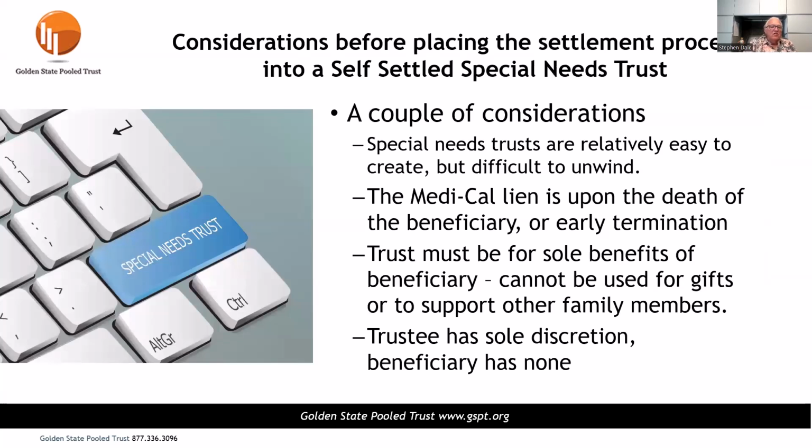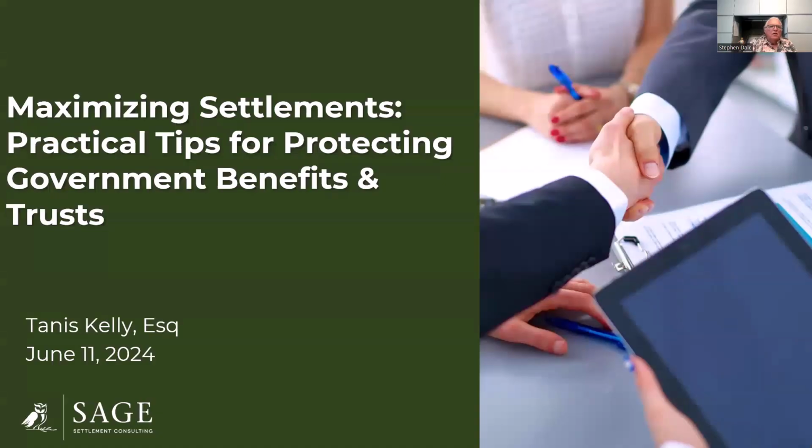A couple of considerations here. Special needs trusts are relatively easy to create, but they're really difficult to unwind in some cases. Medi-Cal lien upon death or early termination of the beneficiary oftentimes is an issue. The trust must be for the sole benefit of the beneficiary, cannot be used for gifts or to support other family members, and the trustee has sole discretion and the beneficiary has none. A number of things to consider here. But with that, let's jump to the next part.